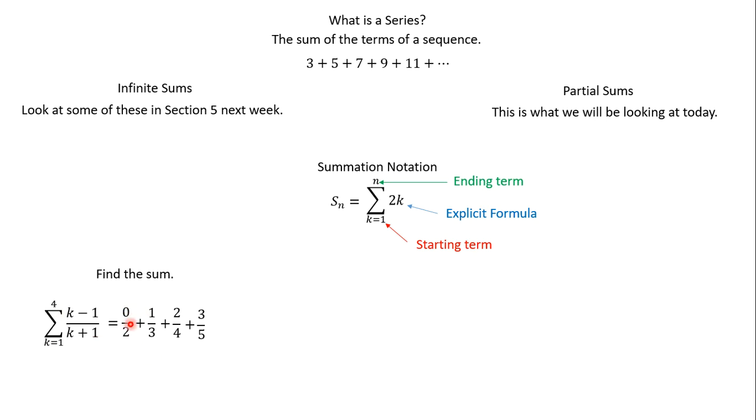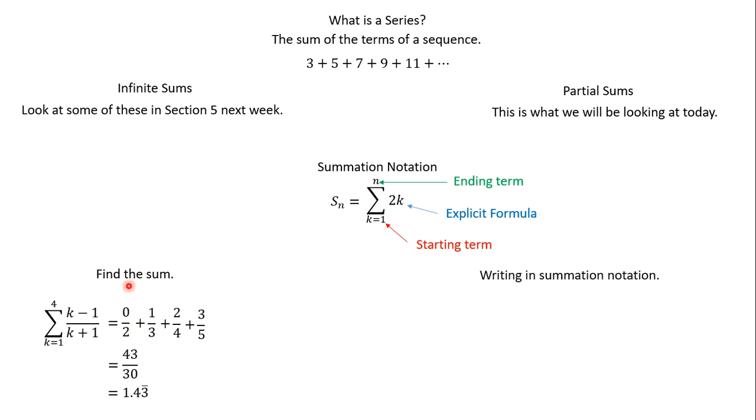So, well, this one's 0, so that's easy. 1 third plus 1 half plus 3 fifths is 43 thirtieths, or probably 1.43 repeating is my guess how you would write that. But we just find the sum, and we just add them together. And so that's all it is for finding the sum.